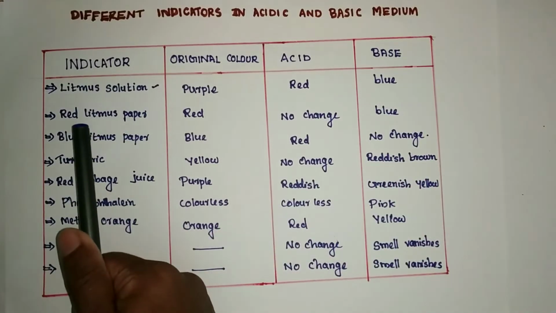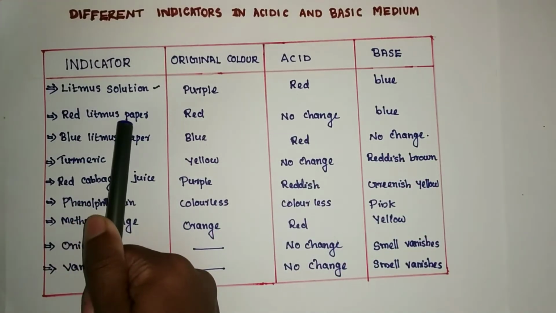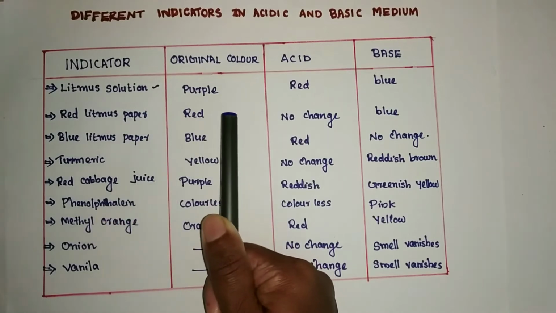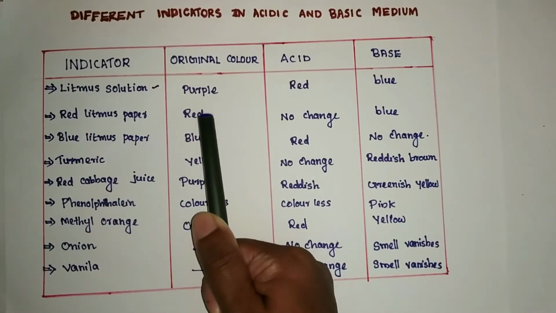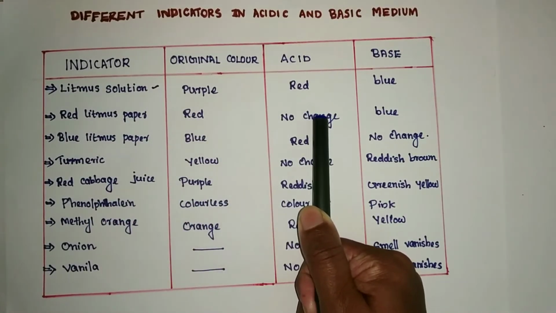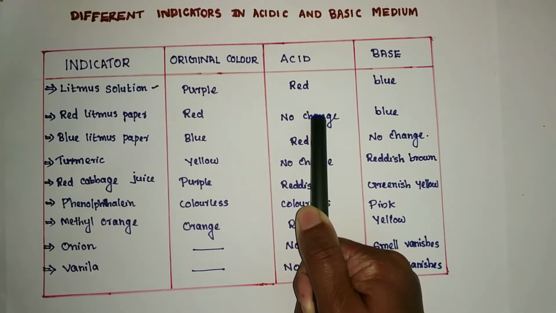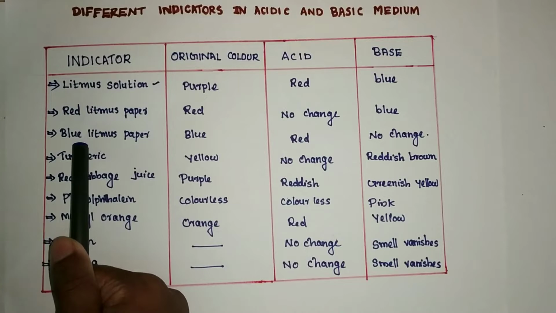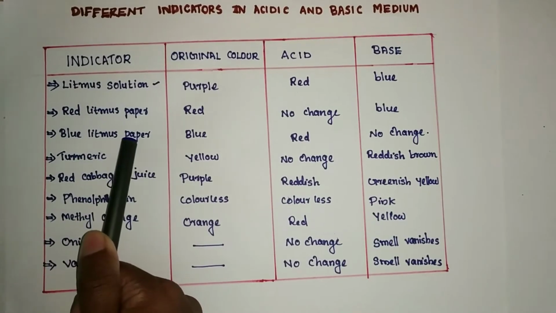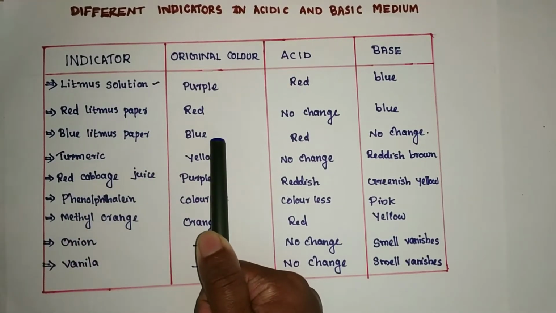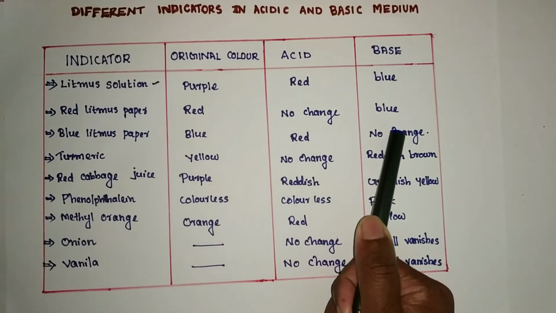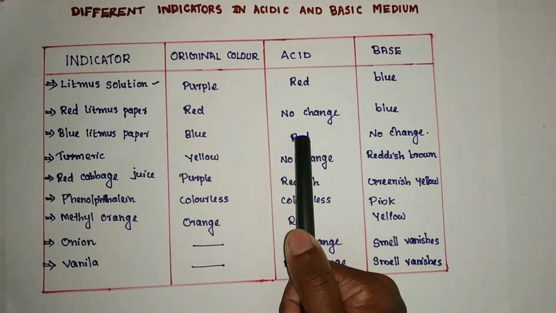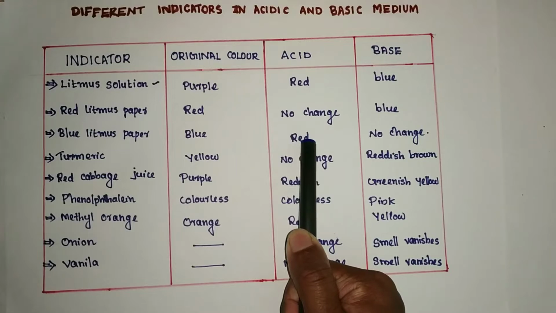Next type of indicator is red litmus paper. Red litmus paper's original color is red. It will not show any change in acid. If you dip it in acid, red litmus paper stays the same. But when you dip it in base, it shows blue color. Next type of indicator, blue litmus paper. The original color of blue litmus paper is blue. It will not show any change in base, but in acid, blue will change to red.